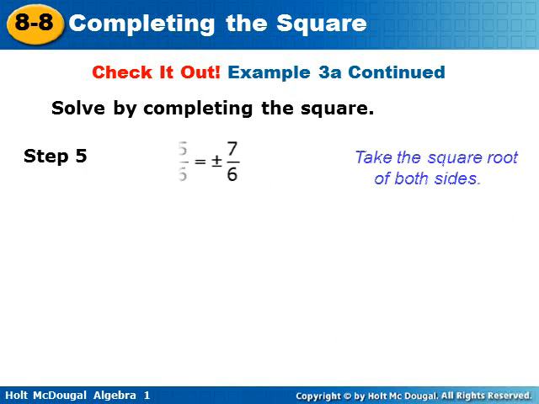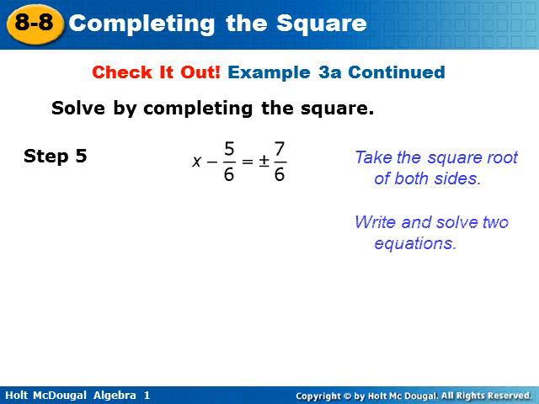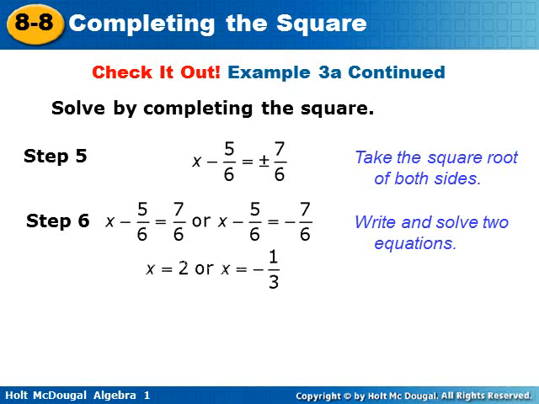We take the square root of both sides. x minus 5/6 equals plus or minus 7/6. So the square root of 49 was 7, and the square root of 36 was 6. We have to write and solve the two equations. x minus 5/6 equals positive 7/6, or x minus 5/6 equals negative 7/6. So then we add 5/6 to both sides, and we get 2 or negative 1/3. So the solutions are 2 or negative 1/3.